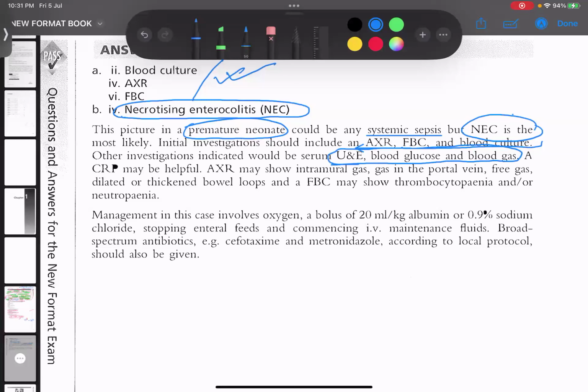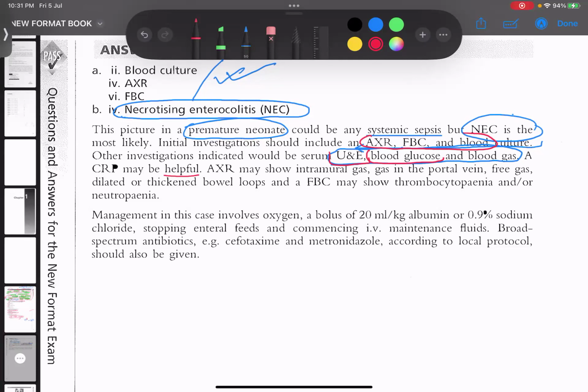So yes, we missed certain points. When we're thinking about what are the investigation we could look forward to, these are the initial investigation. We are 100% correct, but then there were some other investigations as well. That is, we would look into blood glucose as well as urea and electrolyte. CRP may be helpful, which is usually raised in all kind of infections.